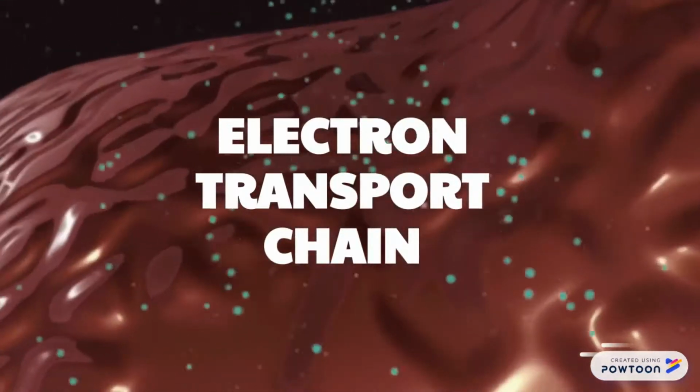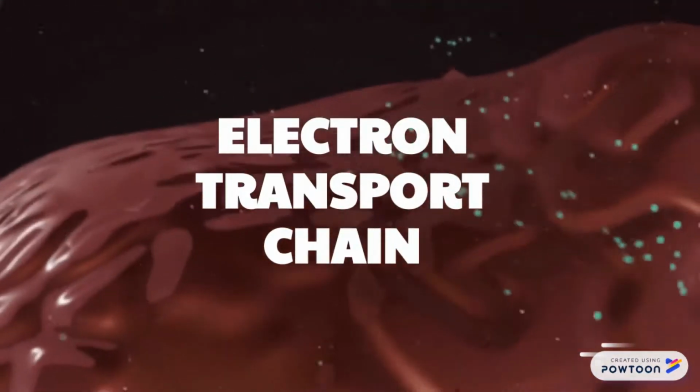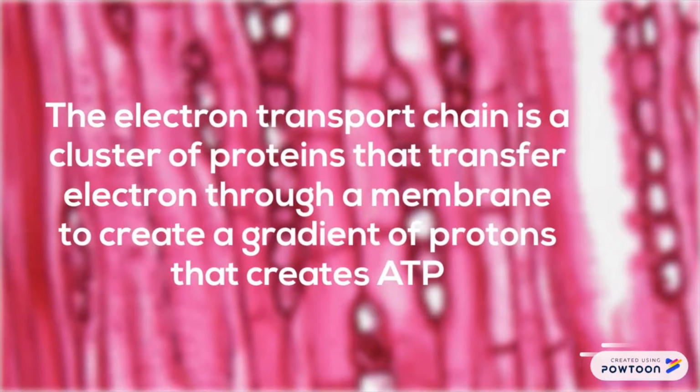Electron transport chain. The electron transport chain is a cluster of proteins that transfer electrons through a membrane to create a gradient of protons that creates ATP.